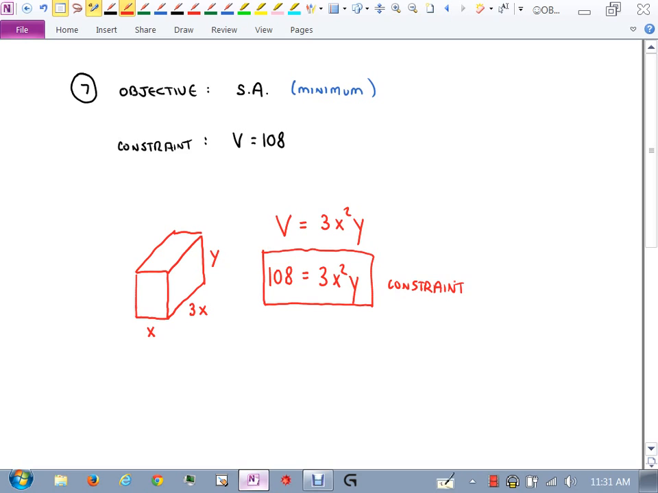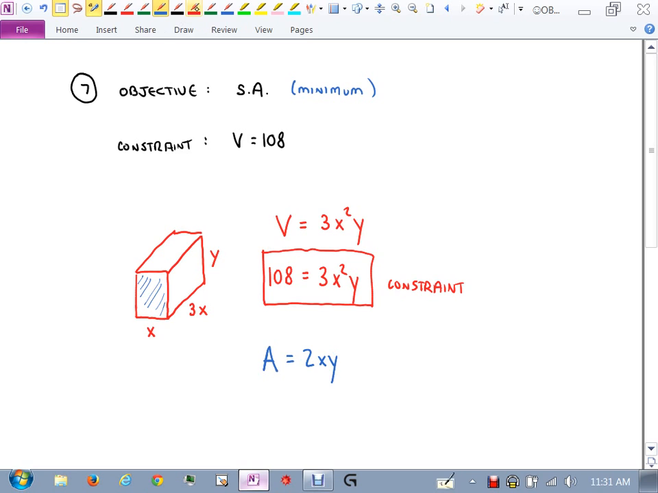Whatever I pick x and y to be, when I multiply 3 times x squared times y, I better get 108. Now, let's talk surface area. Surface area is the area on the outside of the box, which is the area of each face of the box. So what's the area of this front face? It's how wide it is times how tall it is, right? So that's xy, but I have one in the back also. So 2xy, so watch, here's my surface area formula. I'm going to call it A instead of SA, A for area.